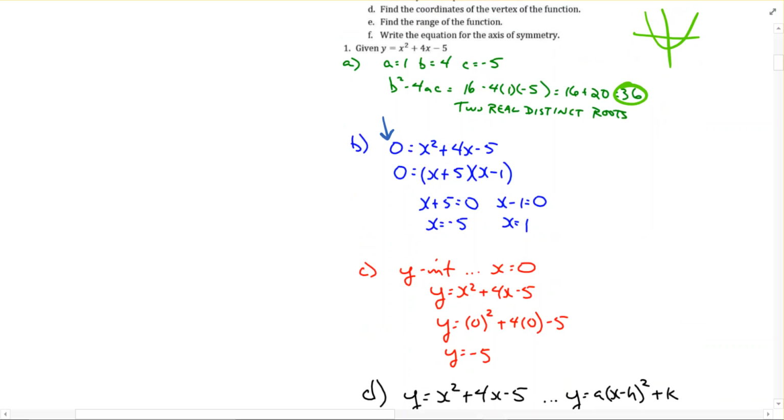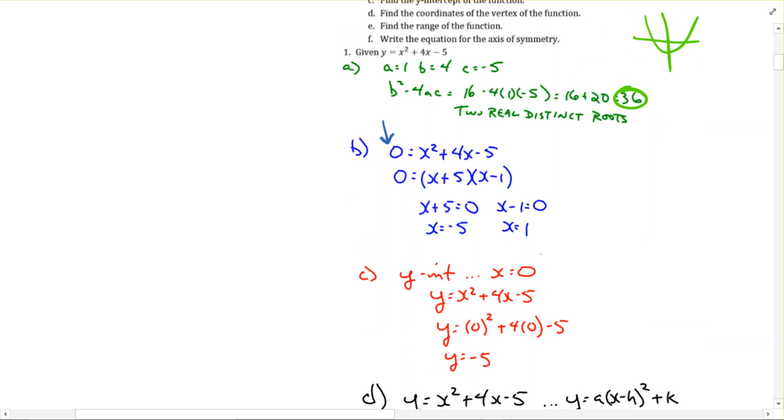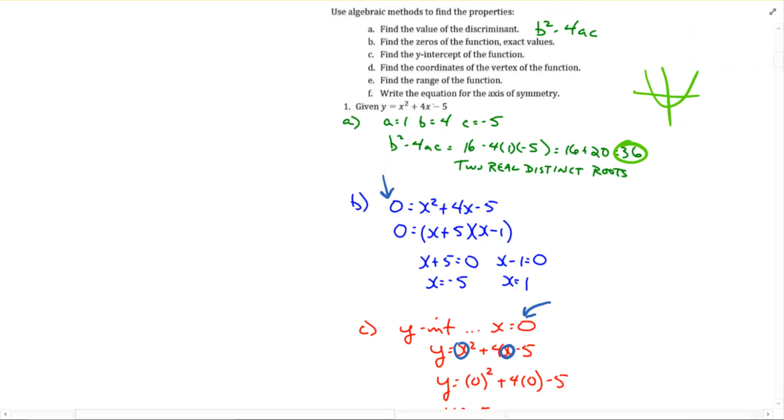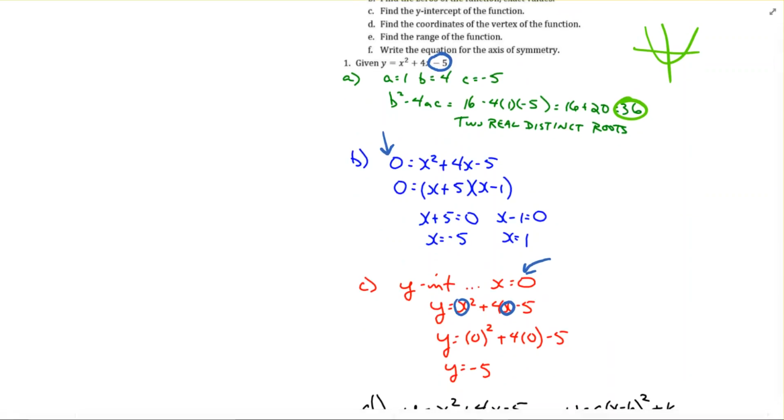For the y-intercept, all we have to do is put 0 in place of x. So instead of an x being here and there, we're going to have a 0 there and there. That's negative 5. You can also just really see from the equation that it's always going to be that last number on there for the y-intercept.